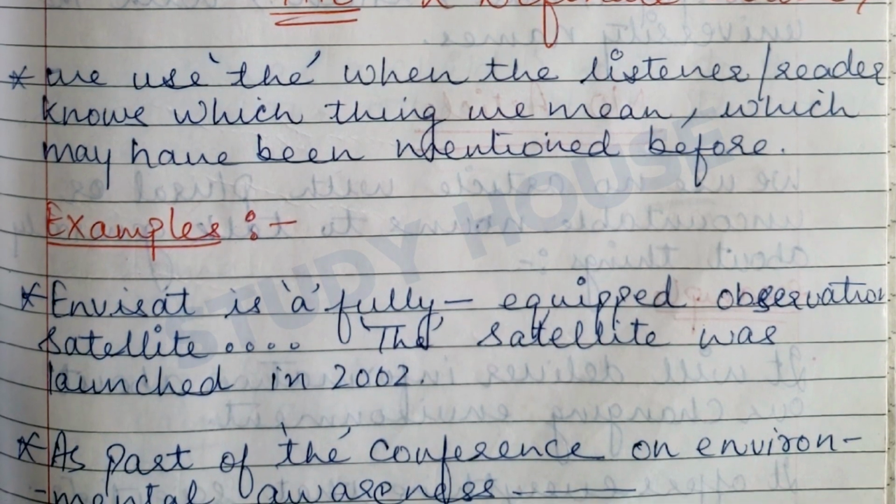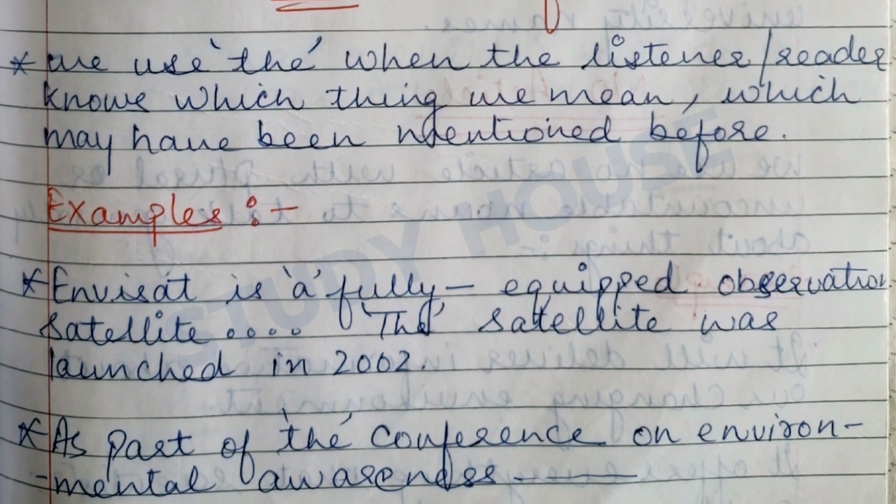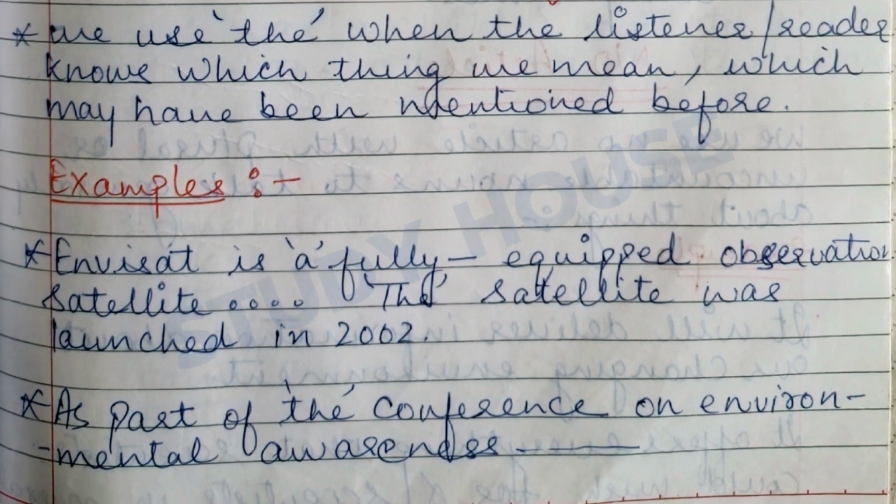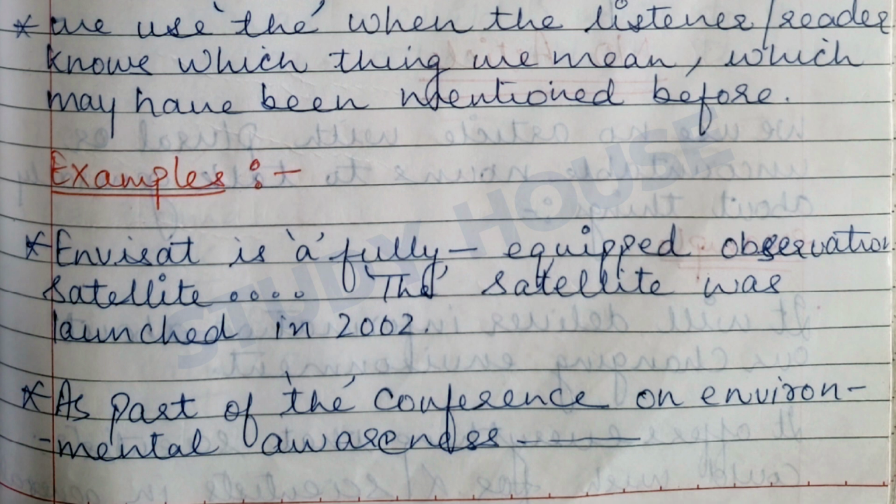Let's see an example. First, Envisat is a fully equipped observation satellite. This satellite was launched in 2002. Second, as part of the Conference on Environmental Awareness.